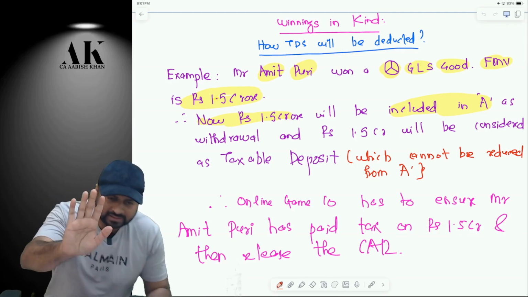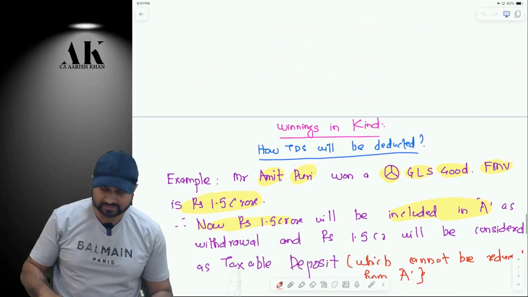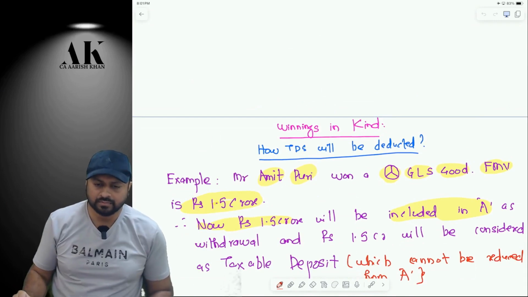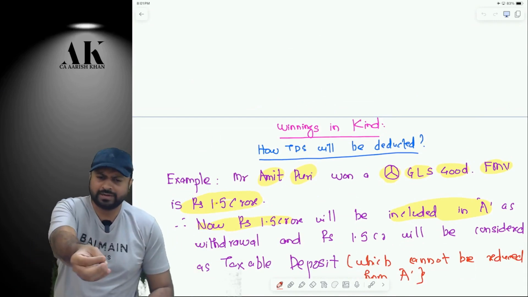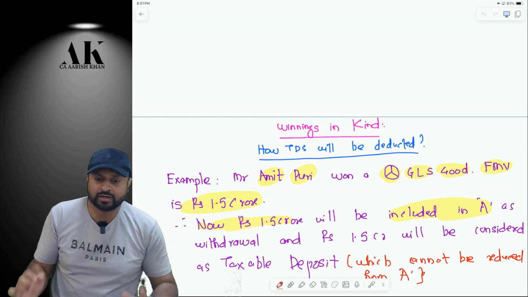Now, one more thing, which we have done earlier. Listen. In case of winning in kind, suppose I am Dream 11 and you are the winner. And I am giving you the car. You are liable to pay tax on 1.5 crore rupees. Now, how will I deduct TDS? Is it possible for me to deduct TDS in case of winning in kind?